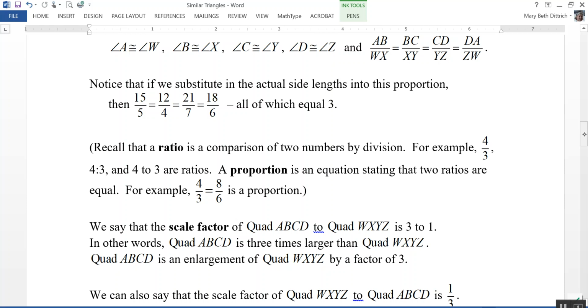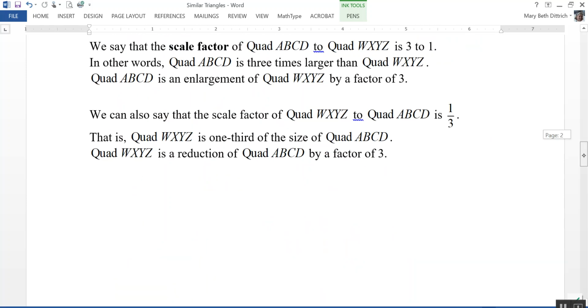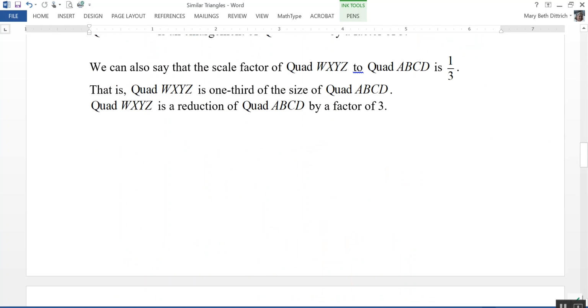So we can also go the other direction and we can say that the smaller quadrilateral WXYZ to quadrilateral ABCD, that scale factor is 1/3 or 1 to 3. That is, quadrilateral WXYZ is 1/3 of the size of quadrilateral ABCD. That is, quadrilateral WXYZ is a reduction of quadrilateral ABCD by a factor of 3.